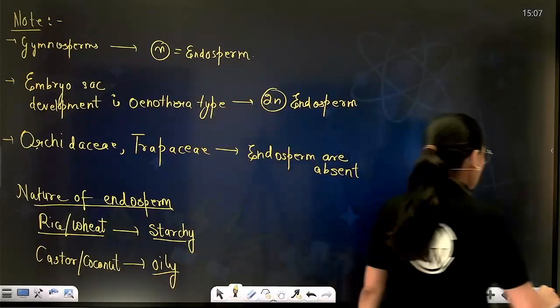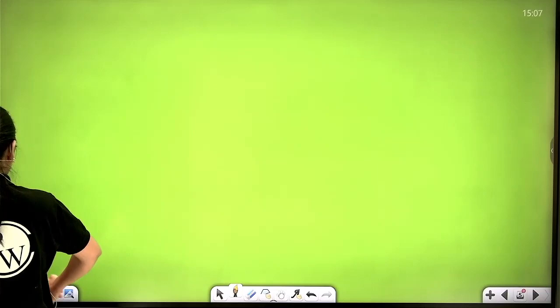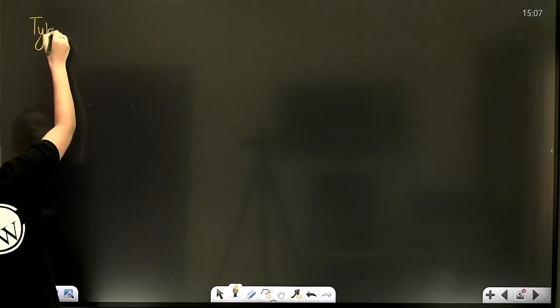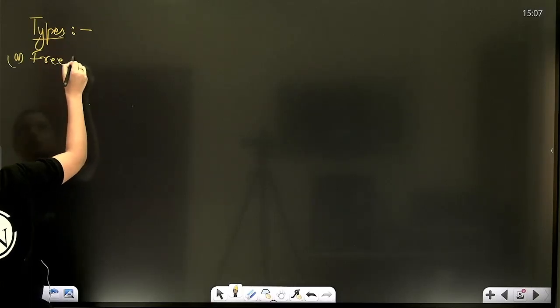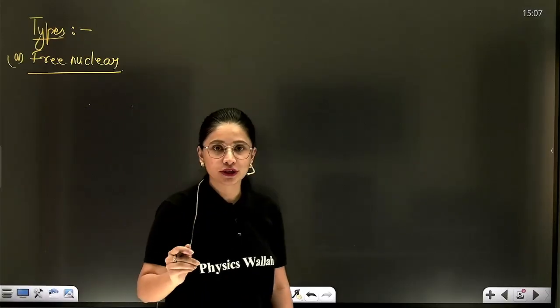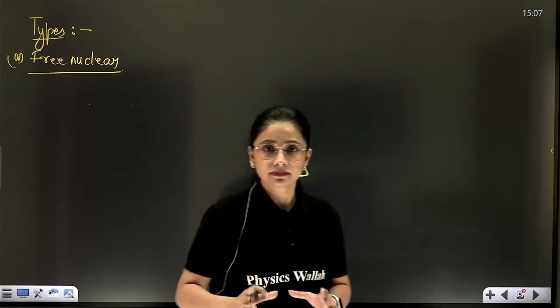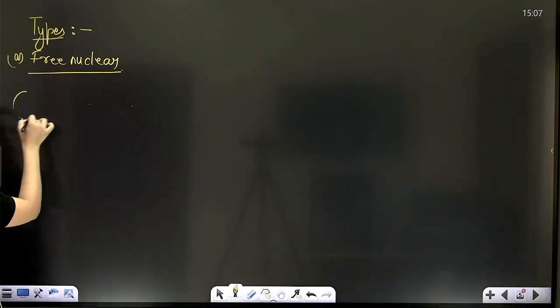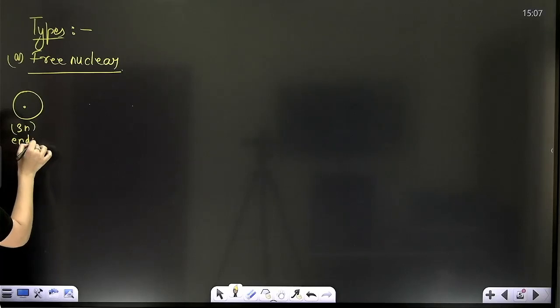Now, endosperm on the basis of type of development can be of three types. What did I say? On the basis of types of development, endosperm can be of three types. First is free nuclear. Very easy, I have already told you while teaching polygonum type of embryo sac that first a triploid cell is formed by the fusion of three cells. So this is a single cell of triploid endosperm.